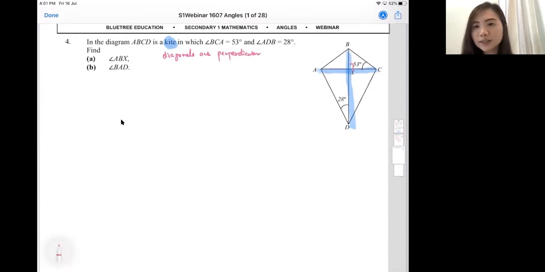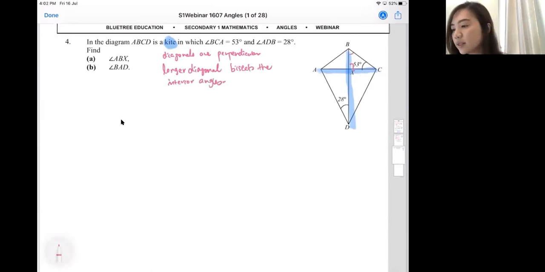Another related characteristic is that only the longer diagonal bisects the interior angles. In other words, this is equal to this. Then there's one more. I've also mentioned that the adjacent sides are equal in length. In other words, a kite is actually made up of two isosceles triangles put together. So the adjacent sides must be equal. AB equal to BC, AD equal to CD.